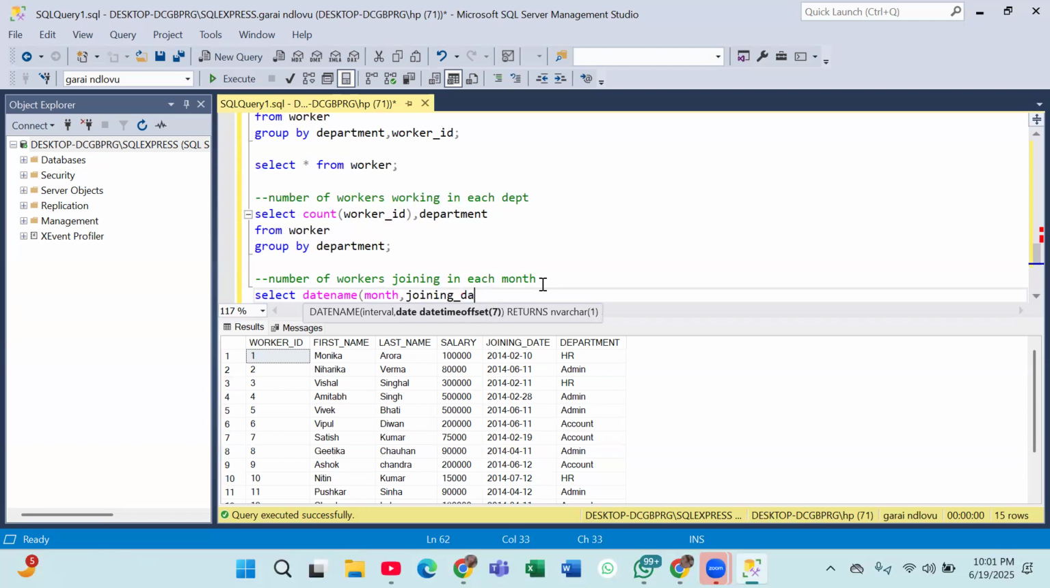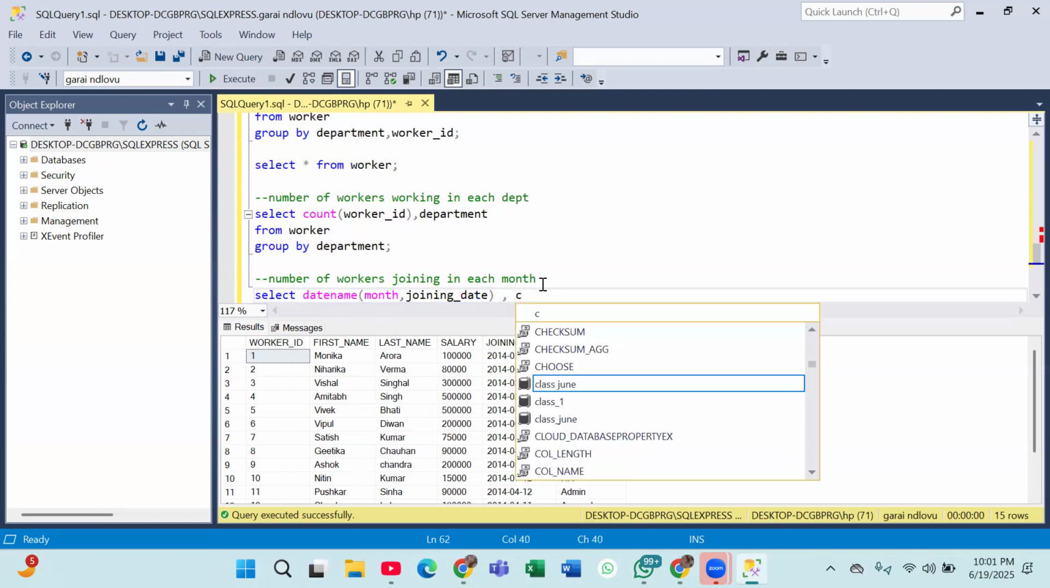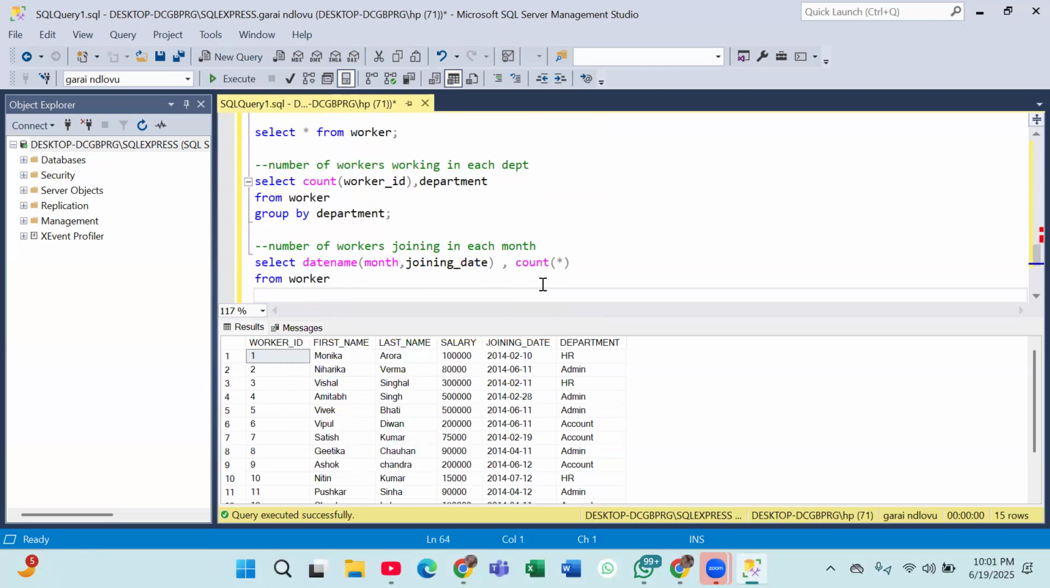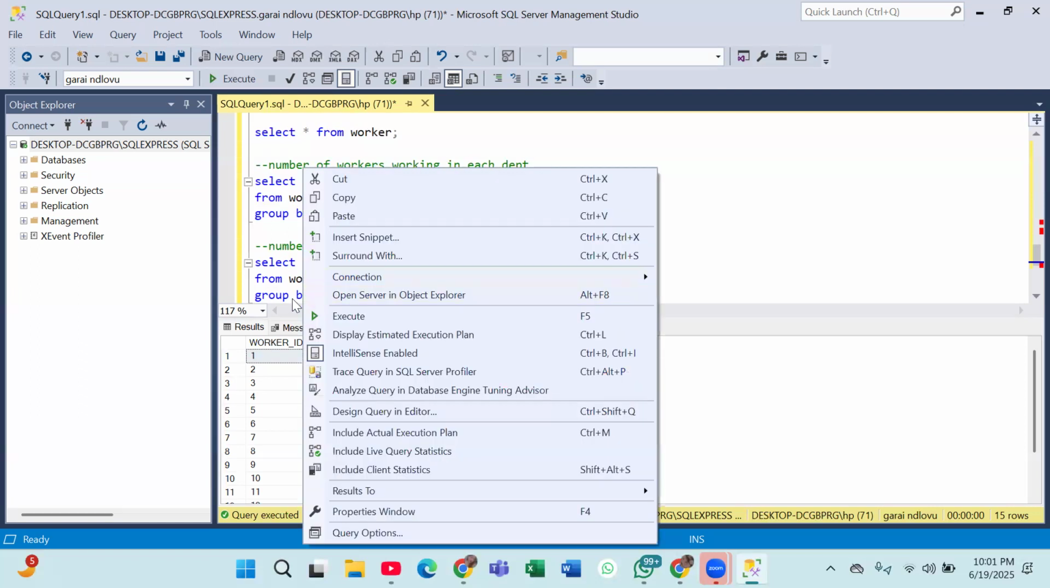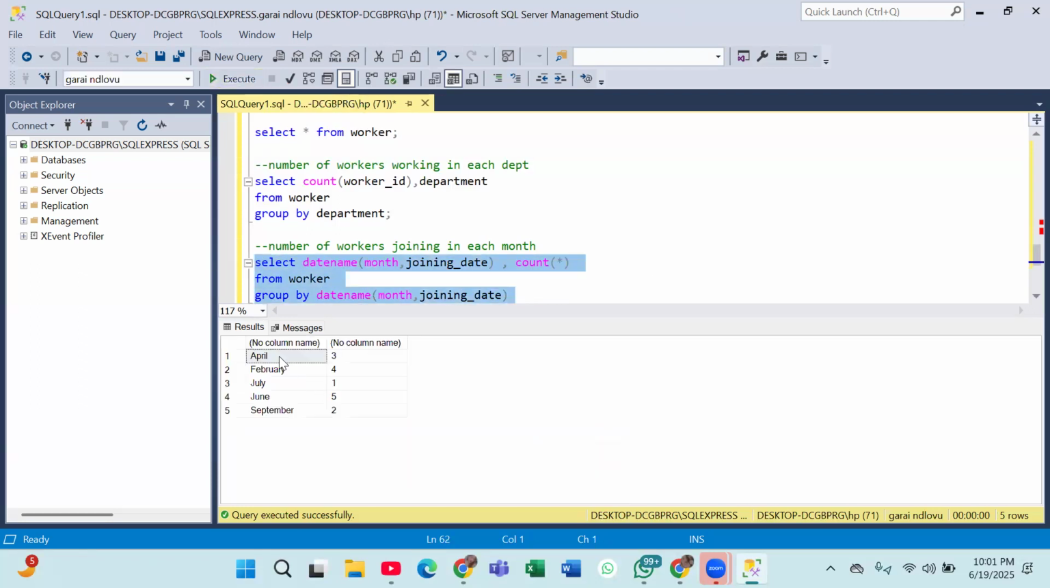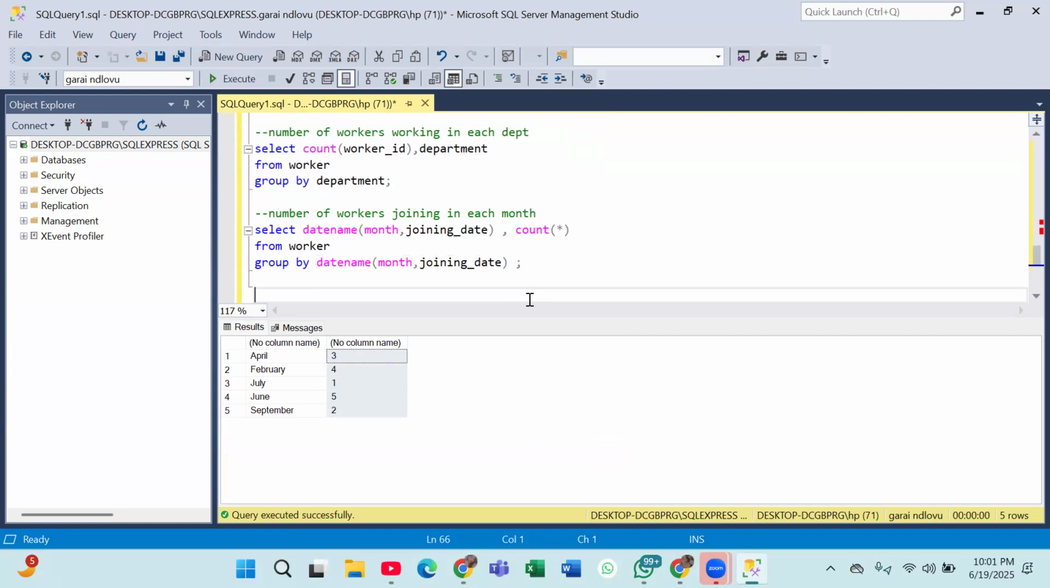Joining date. And I want to have count, so I'll be using count. From which table? From my worker table. Which one is my aggregate column here? Count star is my aggregate column, correct? And this is my non-aggregate column. We are not using any sum, max, min, count, average, right? So this is my non-aggregate column. I will put that in my group by. Is this clear with everyone now? Here you can see that you got month-wise count of workers. Clear with everyone?